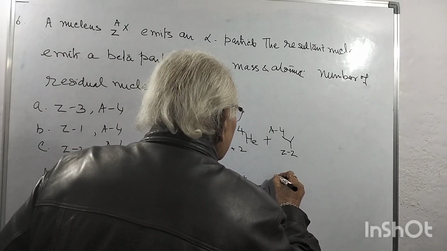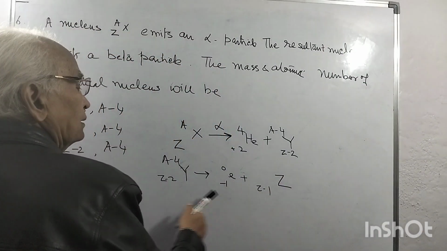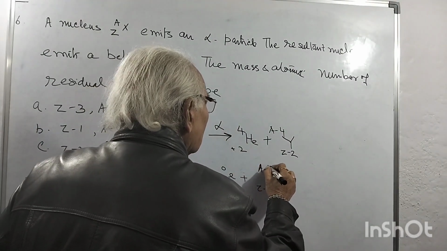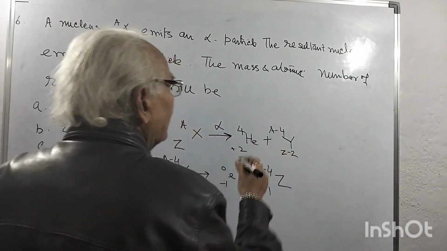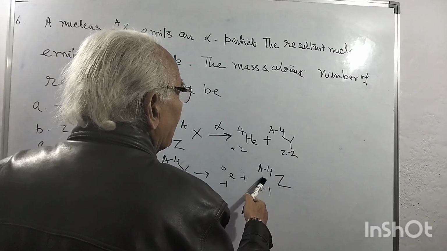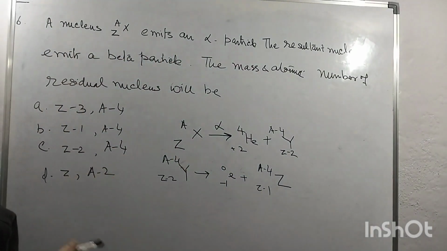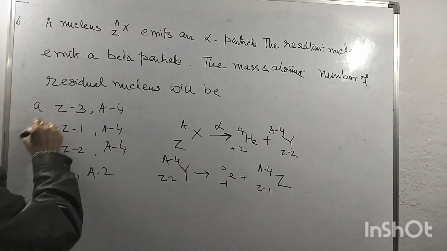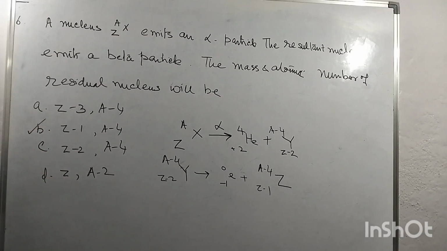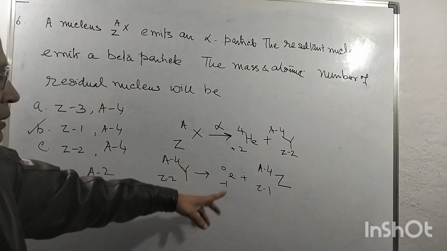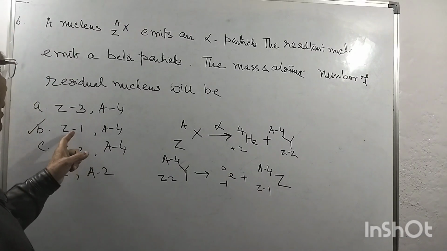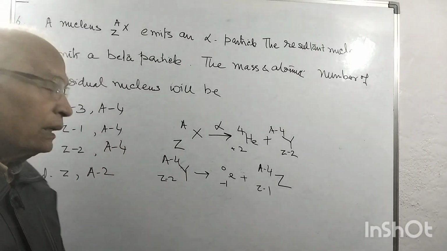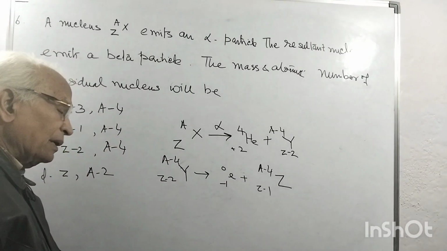And this is Z. The charge increases and the mass remains the same because mass is not going. So the final residual nucleus is Z minus 1 and A minus 4. And here you can see that Z minus 1 and A minus 4 is the answer. So this B part is the correct answer, others are wrong. Means the final nucleus will have charge Z minus 1 and mass A minus 4.